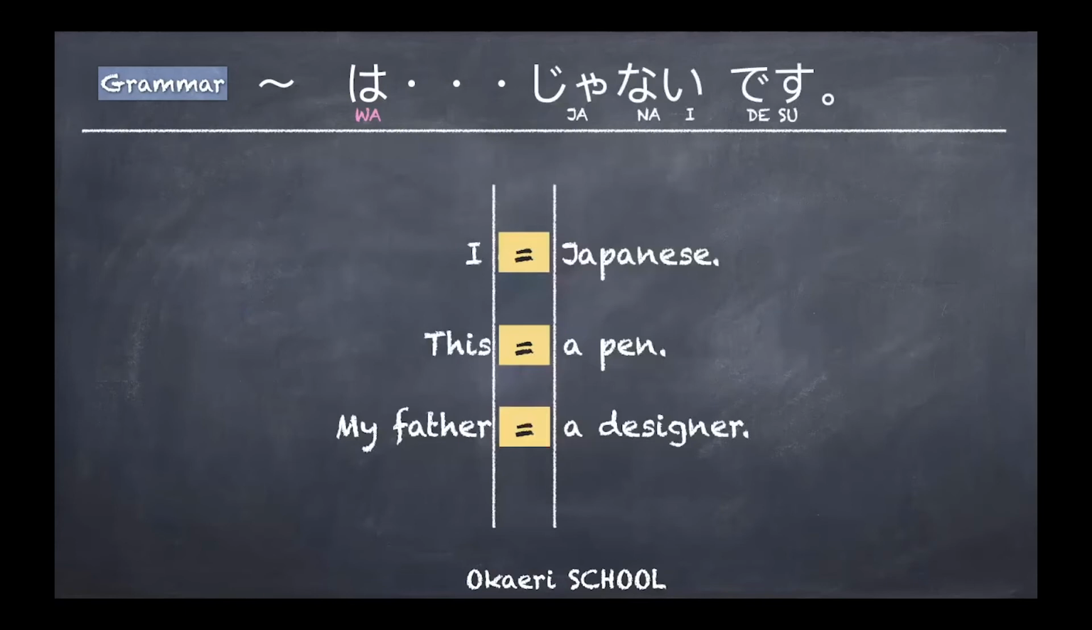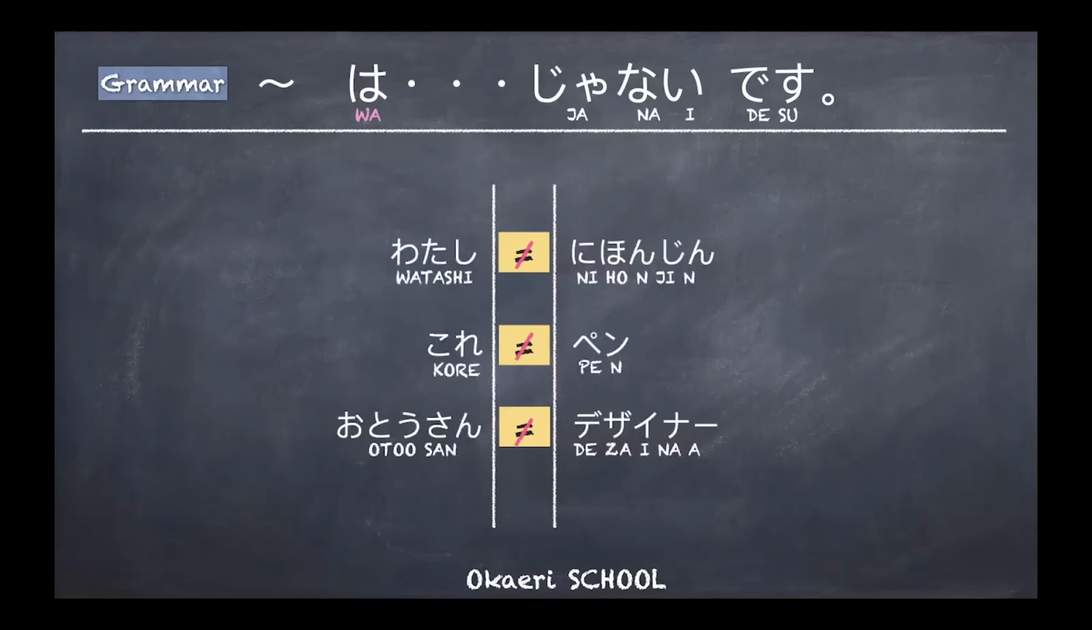And the next grammar, blah blah wa blah blah, janai desu. ha janai desu. So, what if those last three sentences we have just looked at, I, Japanese, this is pen, my father, a designer, what if they're not equals? So, I'm not Japanese. This is not a pen. My father is not a designer.